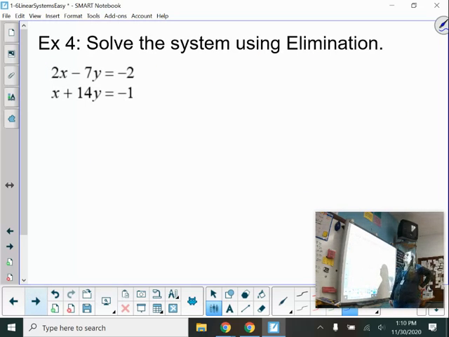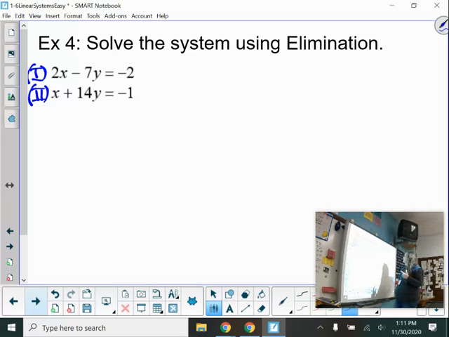Sometimes you have a situation where nothing is the same, nothing is opposite. So then you'll have to think about what variable you want to eliminate and what you want to multiply by. You can make the choice if you want to eliminate x or eliminate y. We've done a lot of eliminating x, so I'm going to go through and eliminate y here.